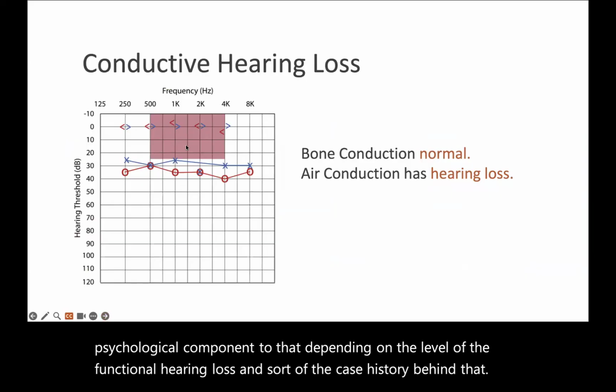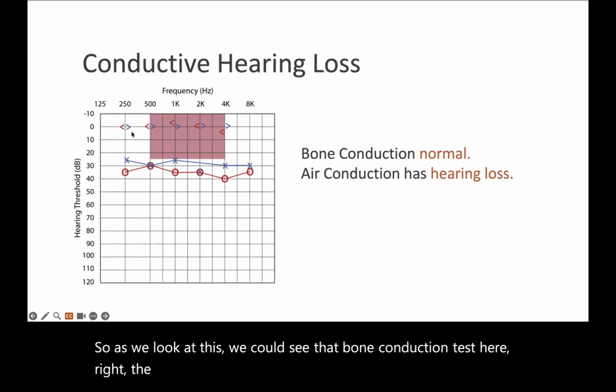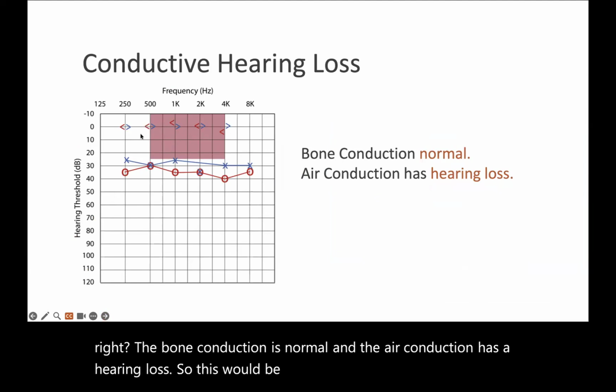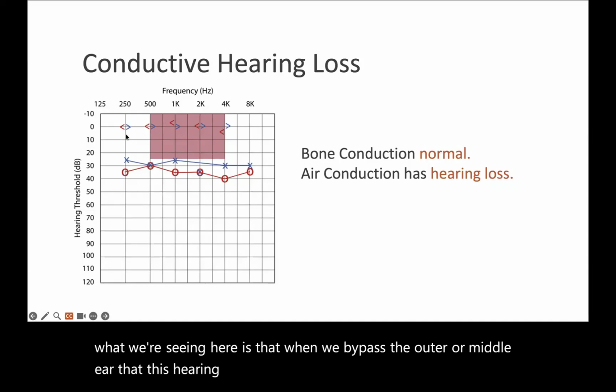So as we look at this, we could see that bone conduction test here, right? The bone conduction is normal and the air conduction has a hearing loss. So this would be a conductive hearing loss because what we're seeing here is that when we bypass the outer or middle ear, this hearing seems normal. So this is a conductive hearing loss.